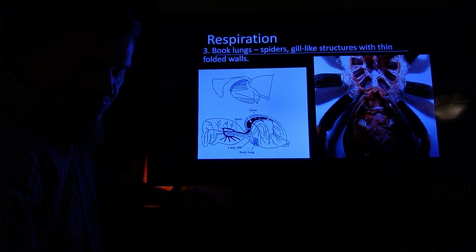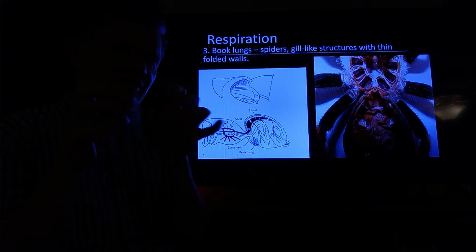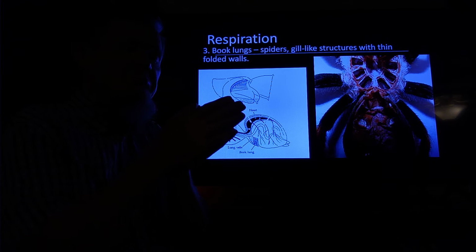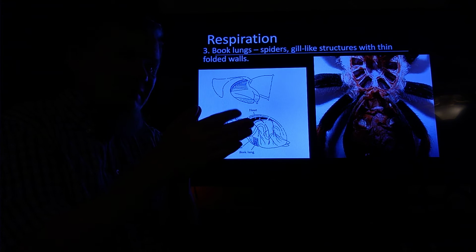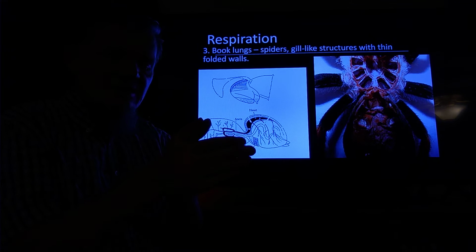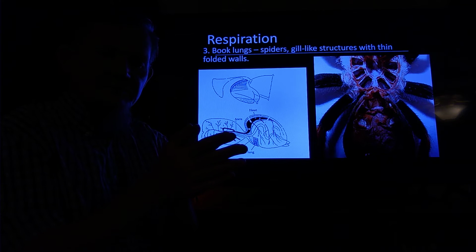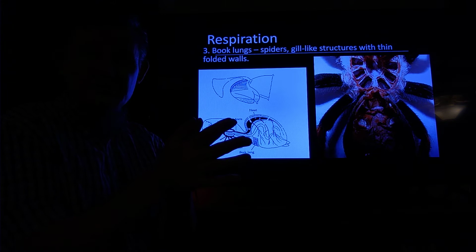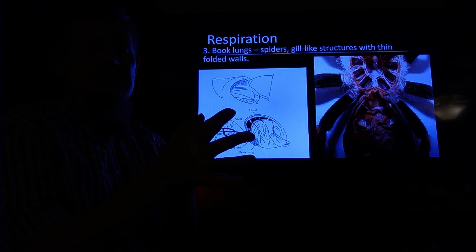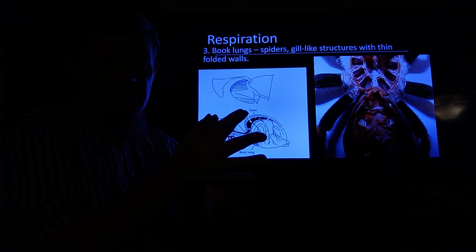So the way book lungs work is instead of being highly vascularized fingers, they're highly vascularized plates, like the pages of a book. And so the way the spider breathes is that these plates will just kind of open and close like a bellows, pumping air into the spaces between the plates. The book lung. That's why it's called a book lung, because it looks like the pages of a book.